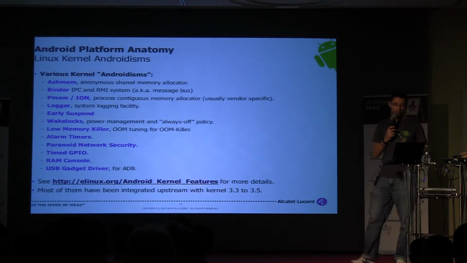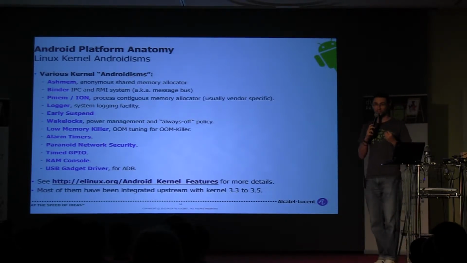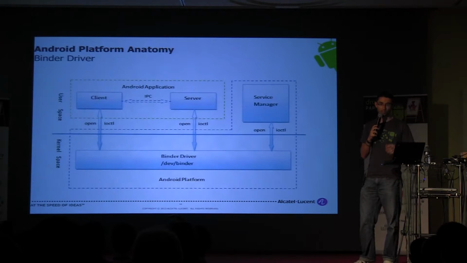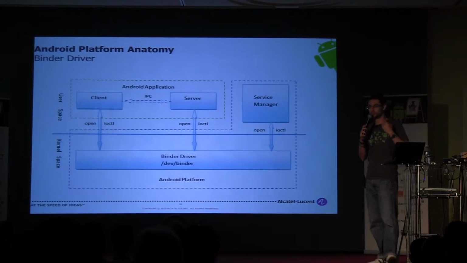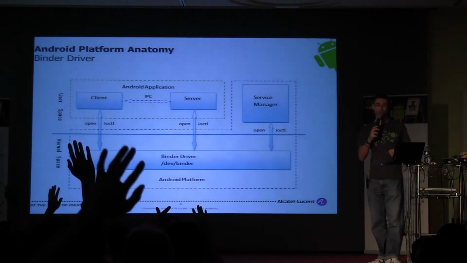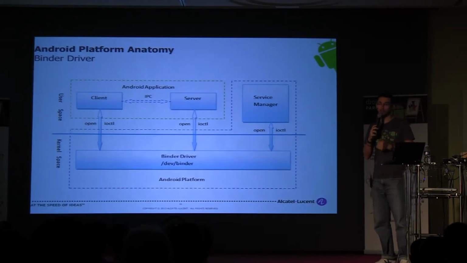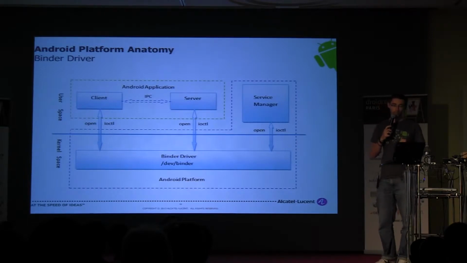Other things that were really well designed in the Android system were ashmem and the binder system. Ashmem is a shared memory allocator, and binder is a kind of IPC system that has been designed like a message bus, and which works at the kernel space. Of course, I don't know how many of you have ever heard about the binder. Quite a few, because it's used in the applications, but it relies on low-level sessions.